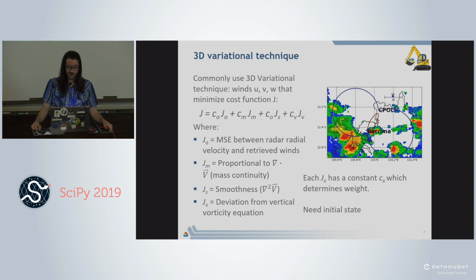And how have we typically done this? Well, one common technique is called the 3D variational technique. What this does is minimize a cost function J that is essentially a combination of smaller cost functions. Do we find the wind field that minimizes the error between the radial velocity and the retrieved winds, whether we're following mass conservation, how smooth the wind field is, or deviation from other laws of physics. We can take one of these and prescribe a constant to tell us how important it is to our retrieval. So that's what these C constants in this equation regard. And that is what we're basing PyDDA, this retrieval package, off of.